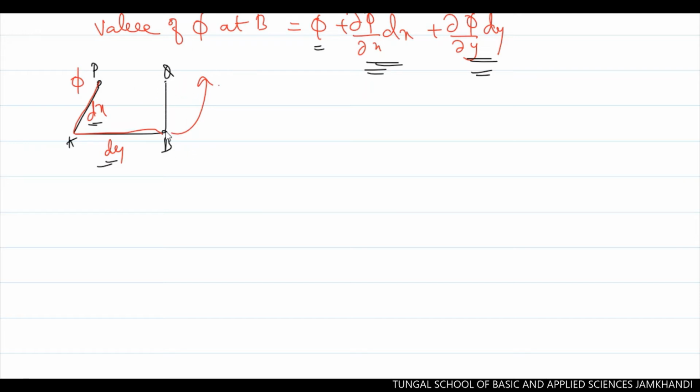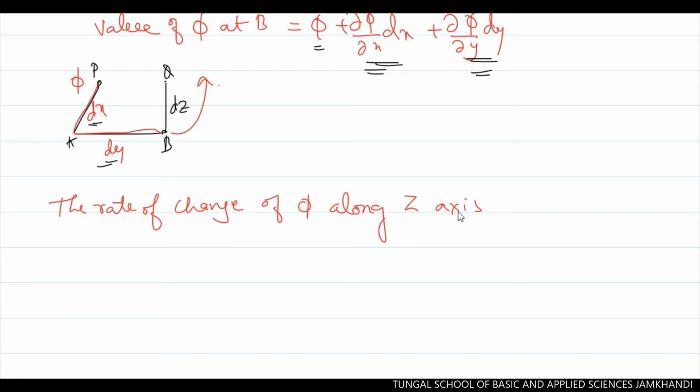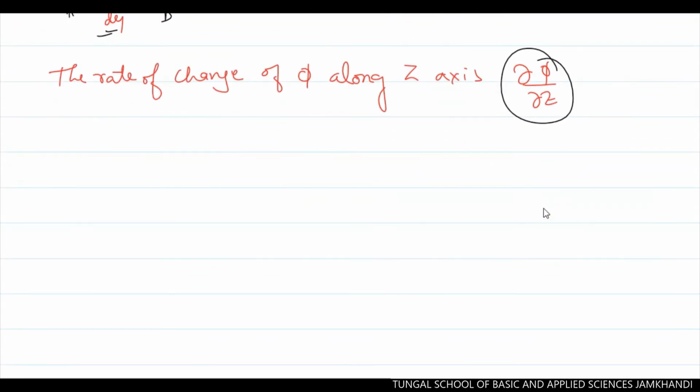Now if I move this along the dz direction, then the rate of change of the same function along the z axis is given by dou phi by dou z. This dou phi by dou z tells us about the variation of this function along the z axis.